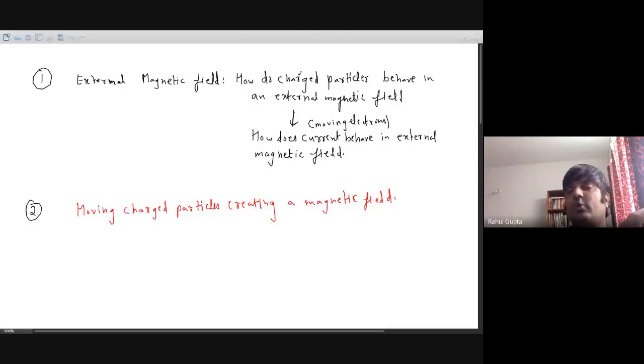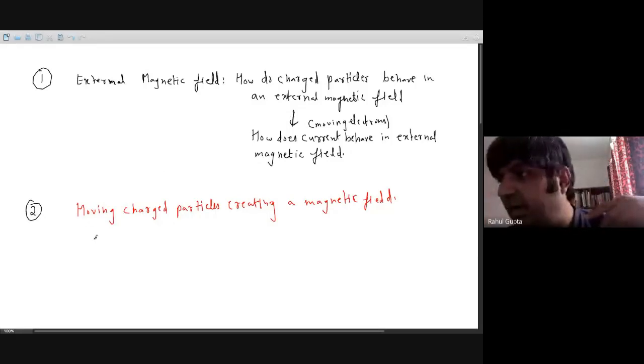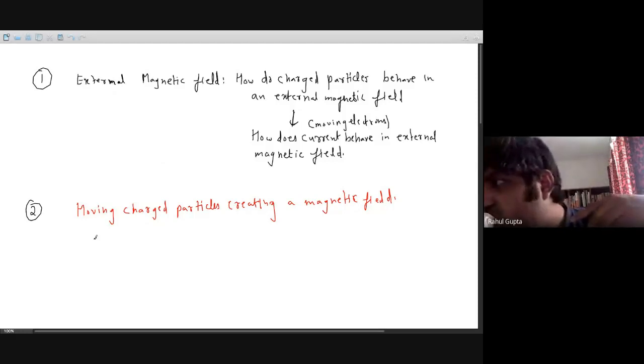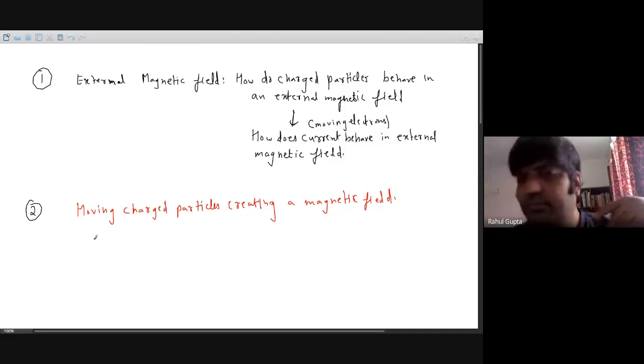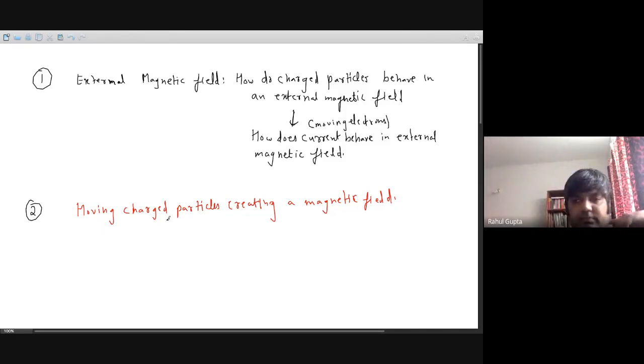Due to that field, the charged particles are behaving in some manner, like moving charge experiences a force in magnetic field and all that. Second part is that moving charge particles create their own magnetic field as well. So today I want to revise this part of the book, that how particles behave in external magnetic field.